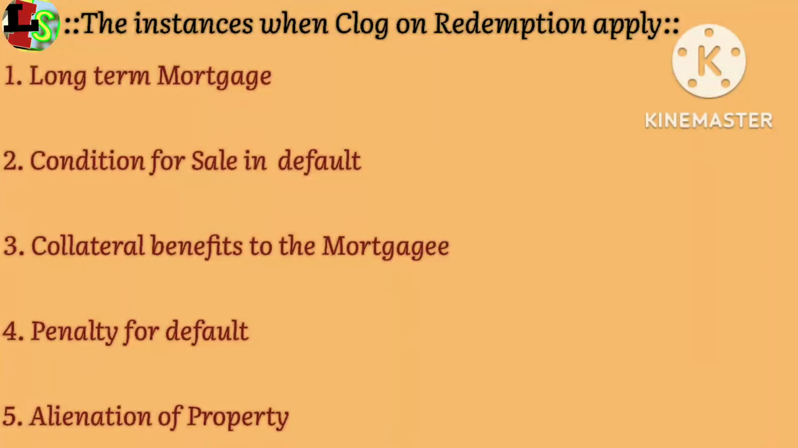There are certain situations when the doctrine of clog on redemption comes into play. 1. Long-term mortgage. If the tenure of the mortgage is for a very long time, such as equal to or above the normal human lifespan, say 99 years or 999 years, that is a clog on redemption. If we see a 30 years duration mortgage deed, that is not a clog on redemption. The underlying factor is that if the tenure restricts the mortgagor from regaining the property during his lifetime, it is a clog on redemption.